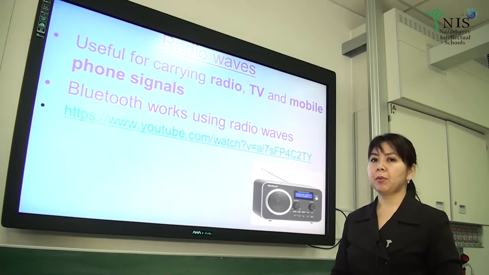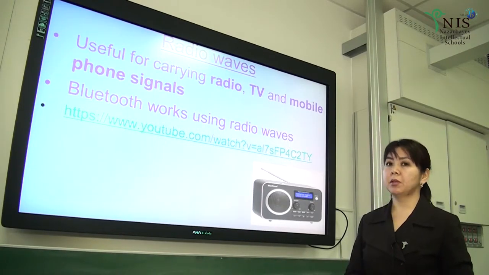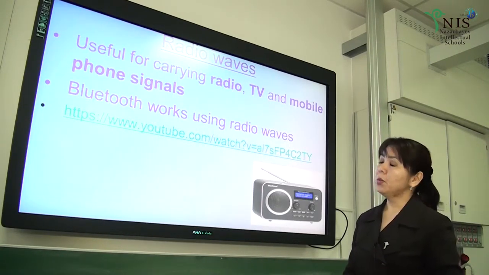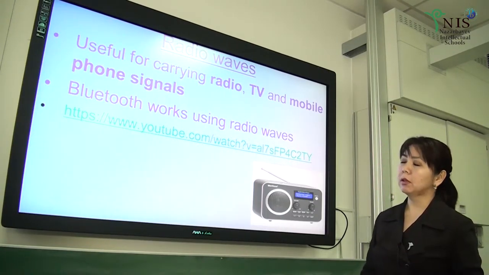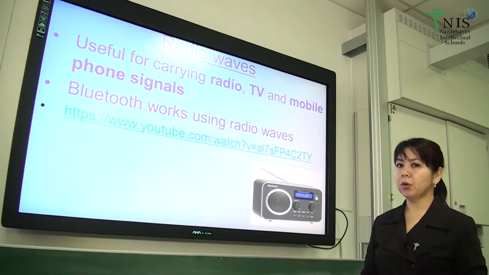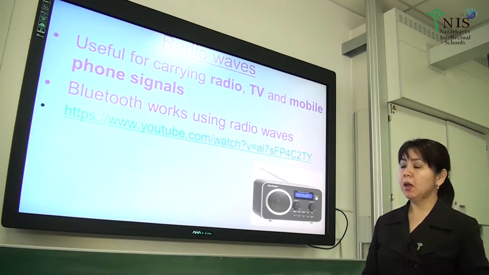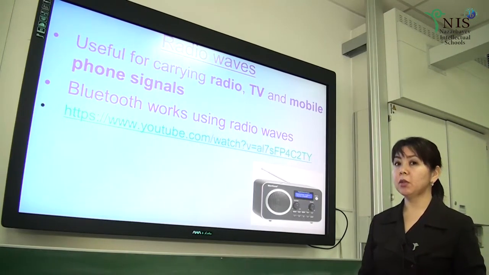This is an additional information which we may use in your presentation. Radio waves useful for carrying radio, TV and mobile phone signals. For example, Bluetooth works using a radio waves. Let's see a short video on using a radio waves.